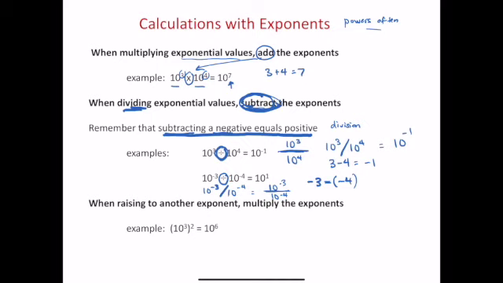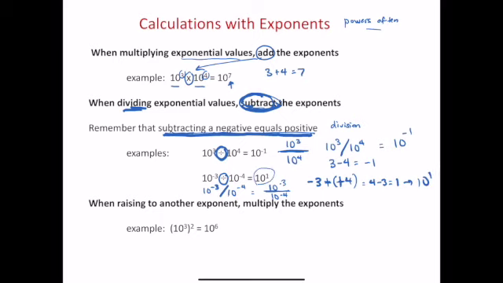And so when you have the two negatives, those become a positive. So subtracting a negative equals a positive. So this ends up being minus 3 plus 4, or 4 minus 3, and that would be 1, or 10 to the 1. So that's how you get that answer.